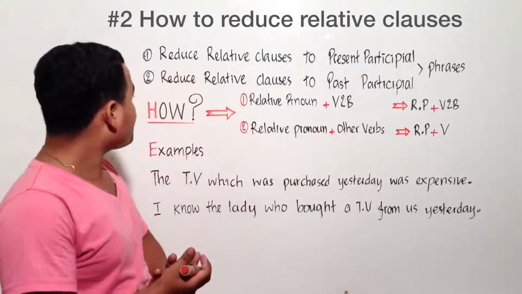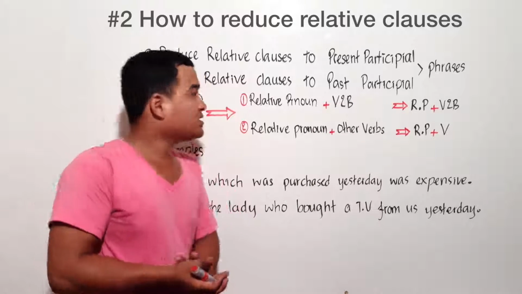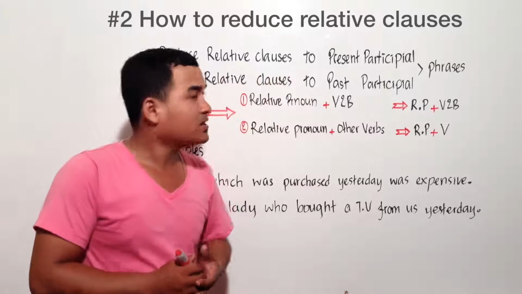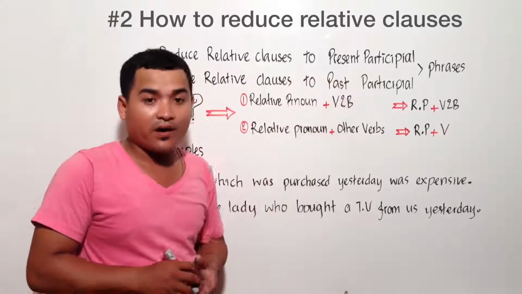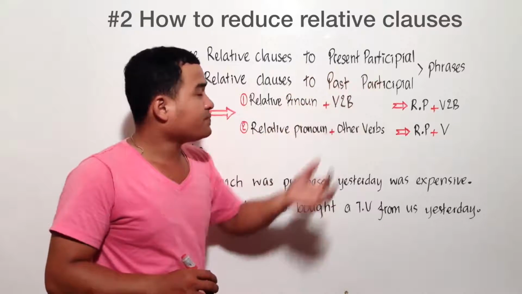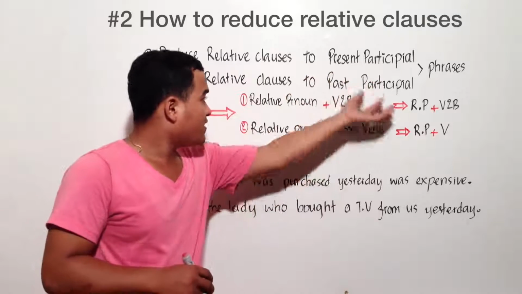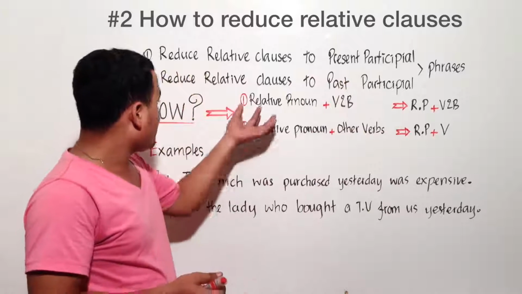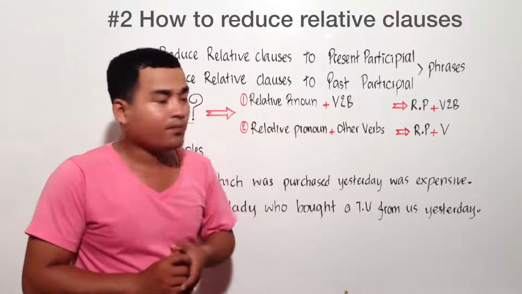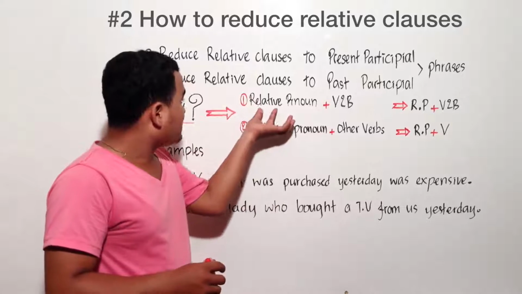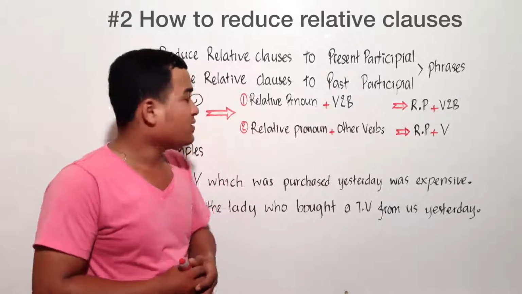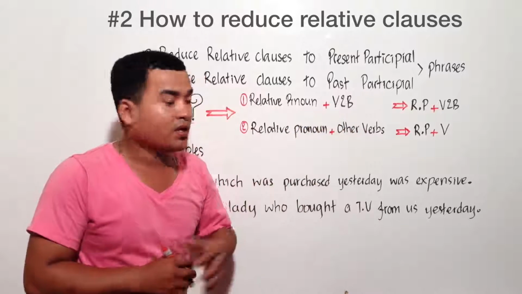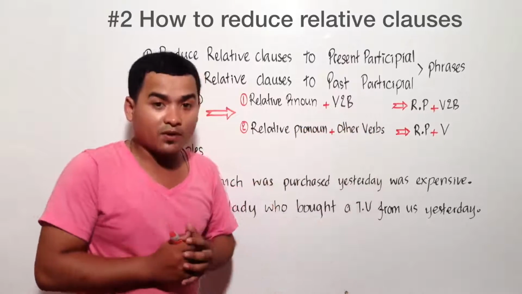All right, so in English you can reduce relative clauses, or adjective clauses, into two main kinds of phrases. One is the present participial phrase and the second one is the past participial phrase, based on two basic forms. The first one is when the relative pronoun, for example who, whom or which, is followed by the verb to be, when the verb to be is the main verb of the clause.